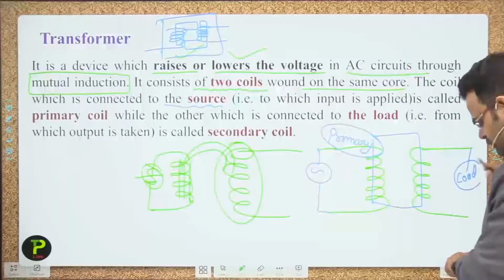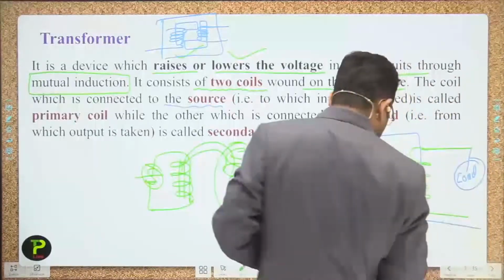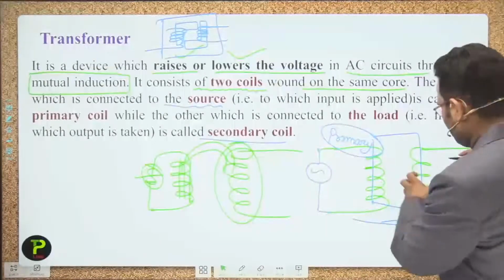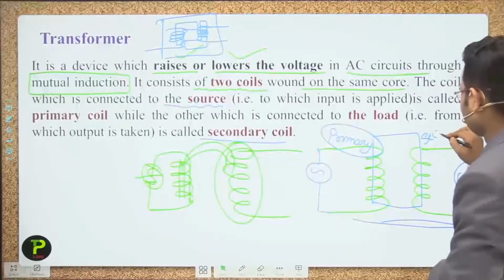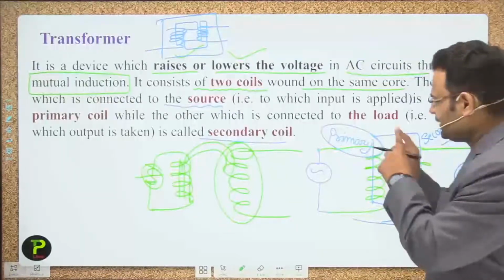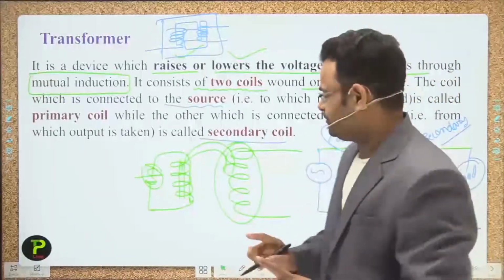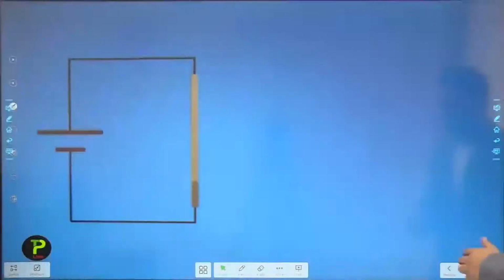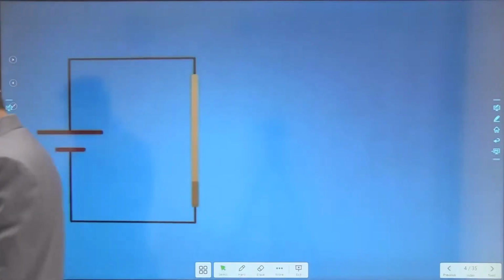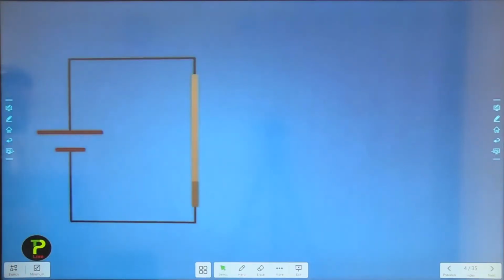Okay guys, so that is the construction. The output is connected with the secondary coil, and the input, which is called the source, is connected to the primary coil. Now let's move to the next point.